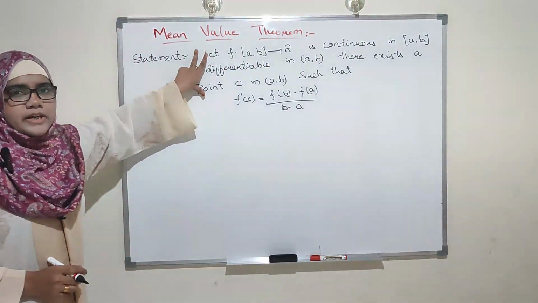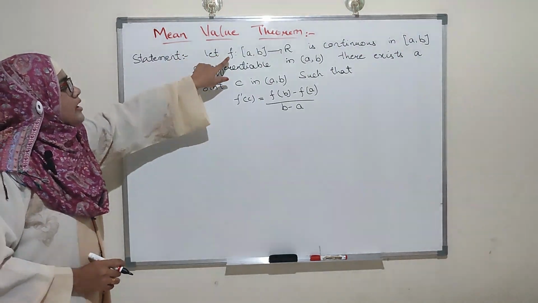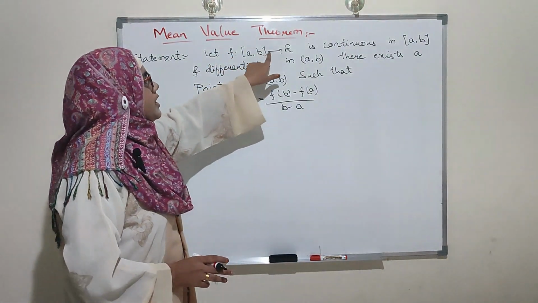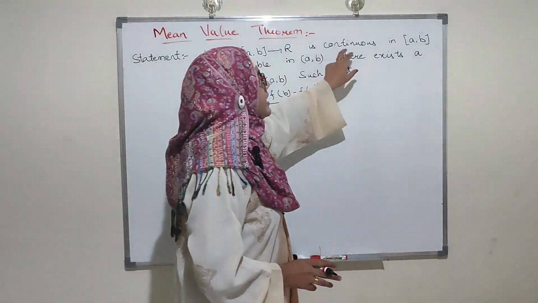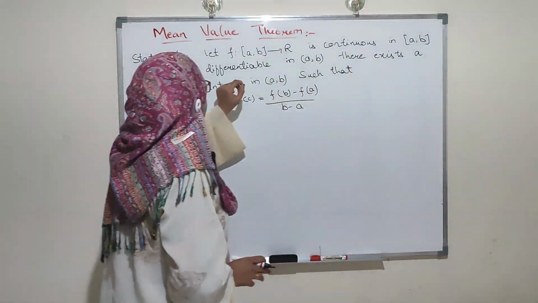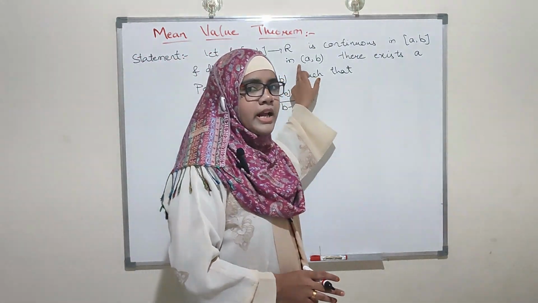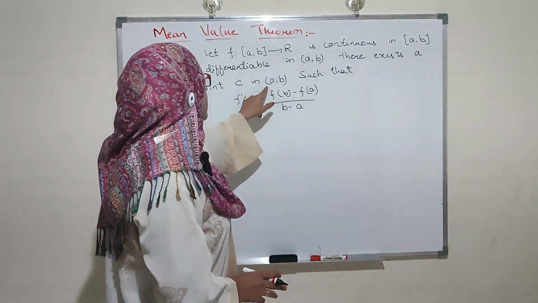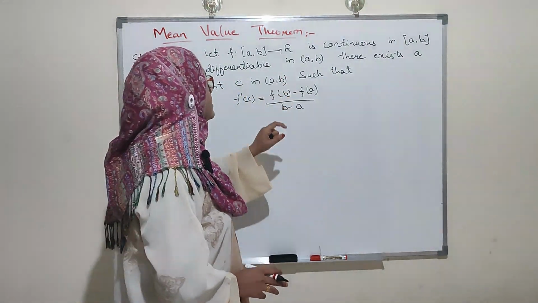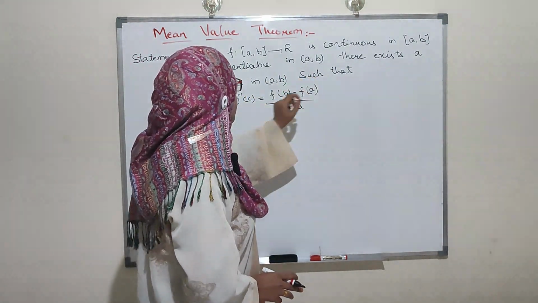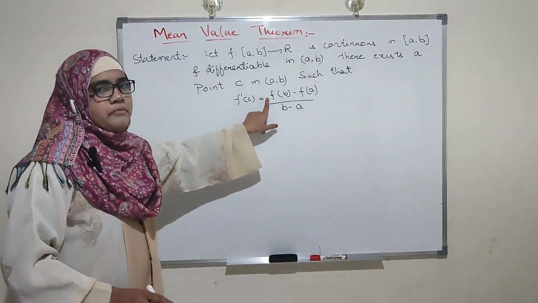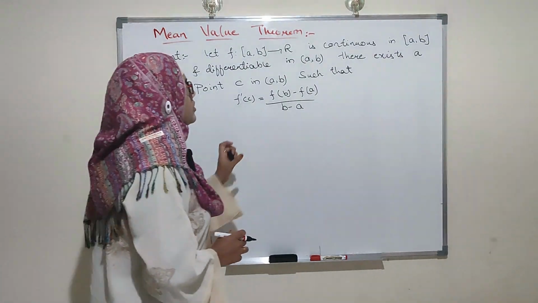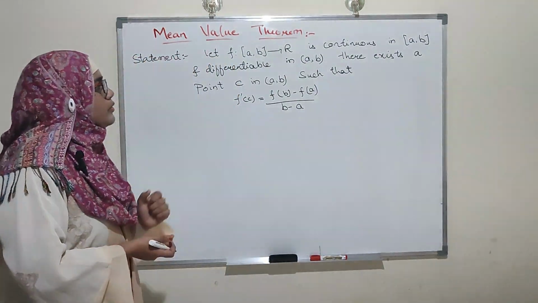So this is the statement of the mean value theorem. We are considering one function f from the closed interval [a, b] into R, continuous in the closed interval and differentiable in the open interval (a, b). Then if this is satisfied, there exists a point c in the open interval (a, b) such that f dash of c is equal to f of b minus f of a divided by b minus a.